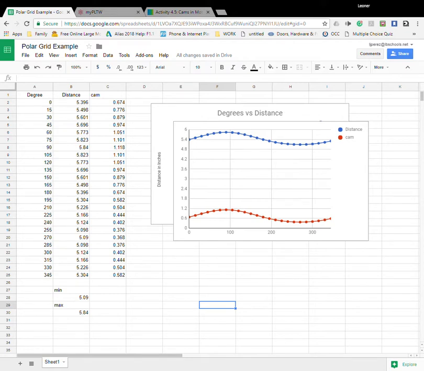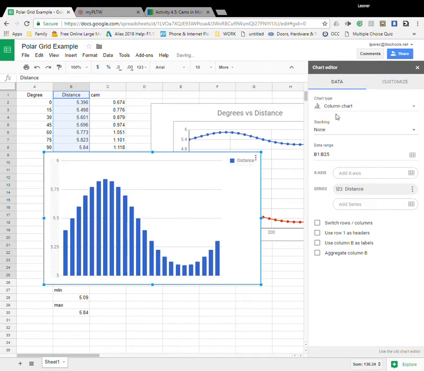Okay, the last chart that we need to create is for step 9. What we're going to do is graph our data of distance versus cam. Between the two of these, which is our dependent variable? It's distance, because our distance depends on our cam; cam doesn't necessarily depend on the distance. So I'm going to go ahead and highlight distance, and come in here again, add a chart.